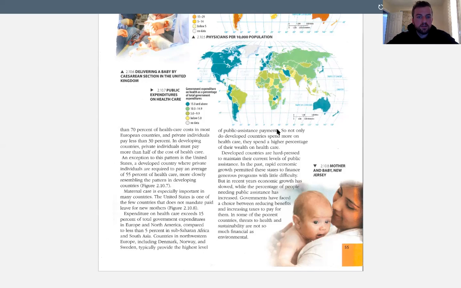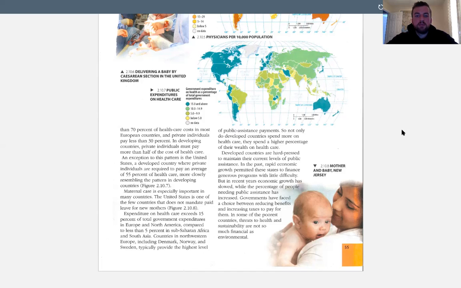Expenditure on healthcare exceeds 15% of total government expenditures in Europe and North America, compared to less than 5% in sub-Saharan Africa and South Asia. Countries in Northwestern Europe, including Denmark, Norway, and Sweden, typically provide the highest level of public assistance payments. So not only do developed countries spend more on healthcare, they spend a higher percentage of their wealth on healthcare. Developed countries are hard-pressed to maintain their current levels of assistance.